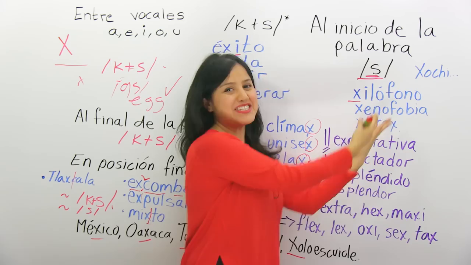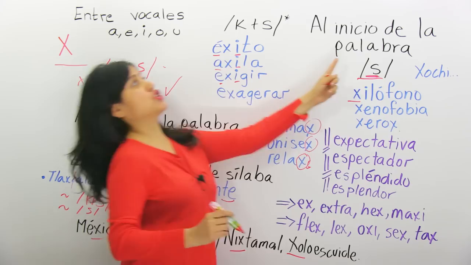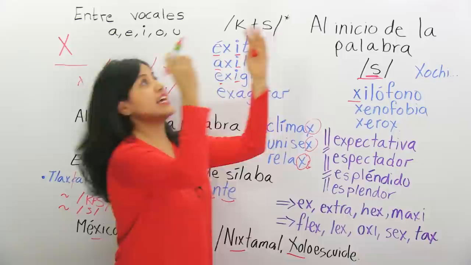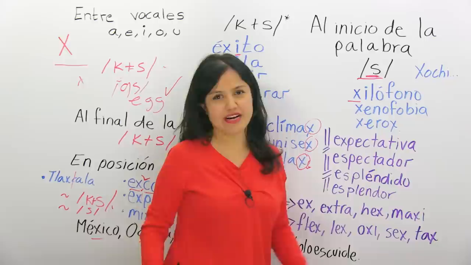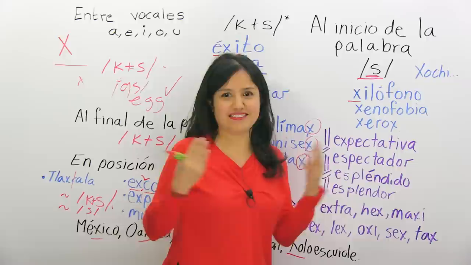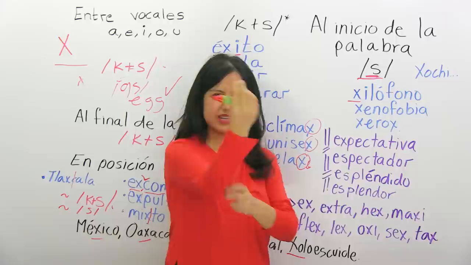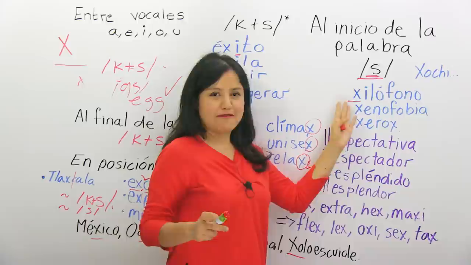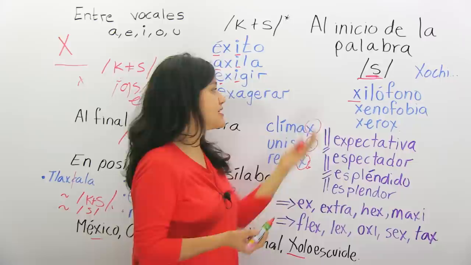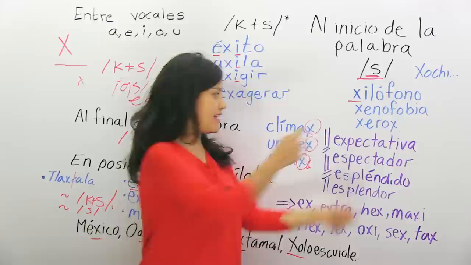So you're not going to say xilófono, xenofobia, xerox, see? No, it sounds artificial, right? Why? Well, basically because Spanish doesn't really have those word beginnings. You never hear that, right? It's always one sound. So when it's in the beginning of the word, you're going to have the sound S. Xilófono. I have three words, right? Xilófono, xenofobia, y xerox.